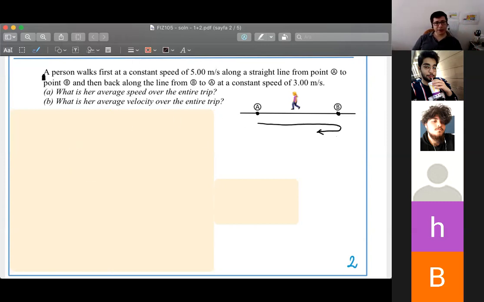So next question. A person walks first at a constant speed of 5 meters per second along a straight line from point A to point B, left to right, okay? And then back along the line from B to A at a constant speed of 3 meters per second. Here it is. First to the right with 5 meters per second speed, constant, and then back the same distance, this time with a lower speed, okay, 3 meters per second. Question, what is her average speed over the entire trip?